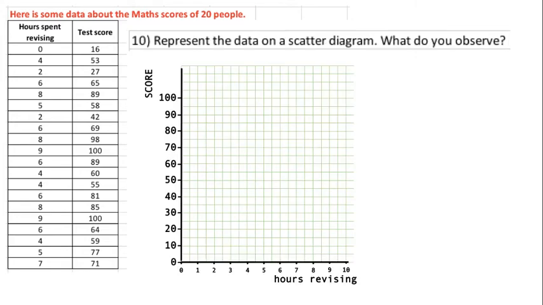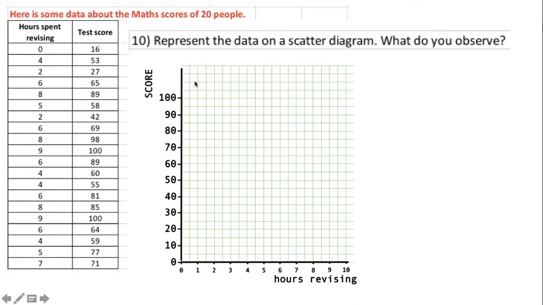Question 10. Represent the data on a scatter diagram. What do you observe? So each of these lines, to be clear, is a particular person. So there's 20 lines for 20 people with the number of hours they spent revising and the score they got in a test. So plotting these as pairs of values. So hours revising horizontally, score vertically.